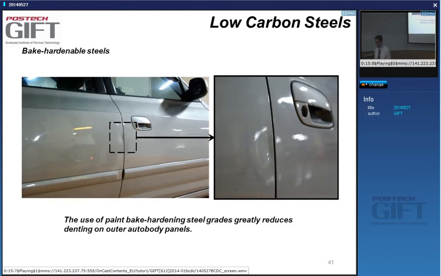And so bake hardening steels have been developed to try to increase the yield strength of the material, but increase it after the press hardening. You could make a stronger steel, but that's not what you want to do. You want, so the bake hardening is basically a steel where you actually use static strain aging, the aging effect, to create a slightly stronger steel after you have made panels, after you have made, for instance, the doors.